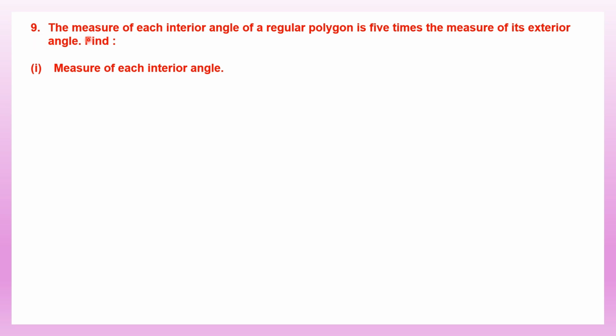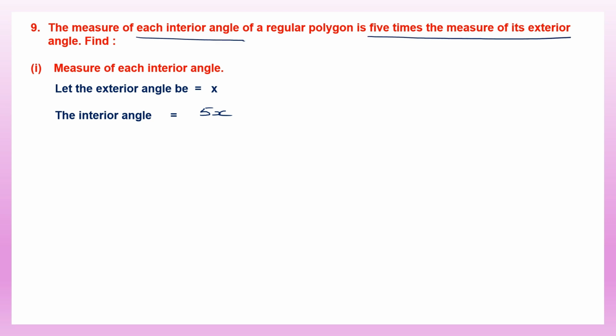Question 9. The measure of each interior angle of a regular polygon is 5 times the measure of its exterior angle. Find the measure of each interior angle. So let's begin by saying, let the exterior angle be x. So that means the interior angle will be 5 times x. Why 5 times? Because the question says the measure of each interior angle is 5 times the measure of its exterior angle. So if the exterior angle is x, interior angle is 5x.